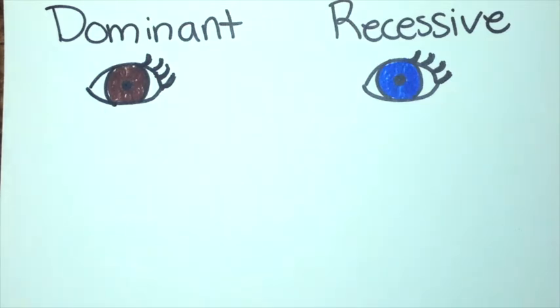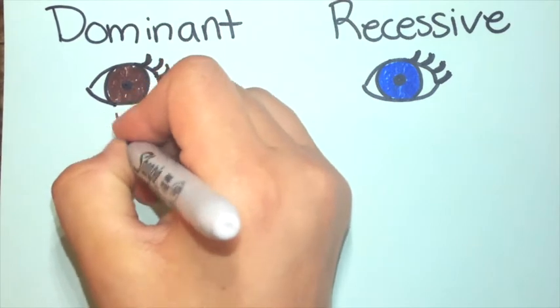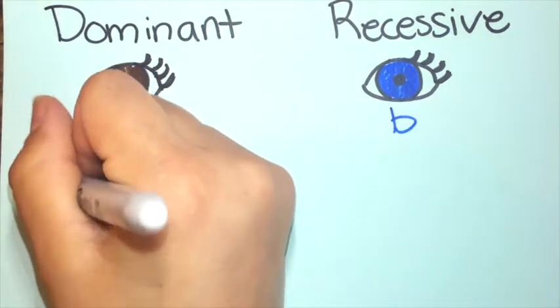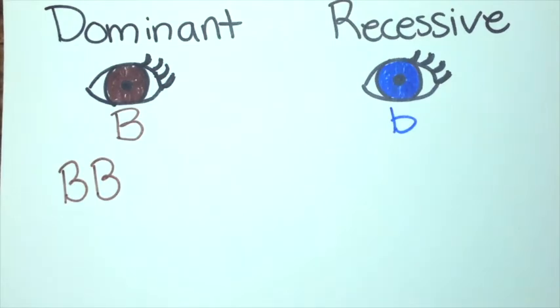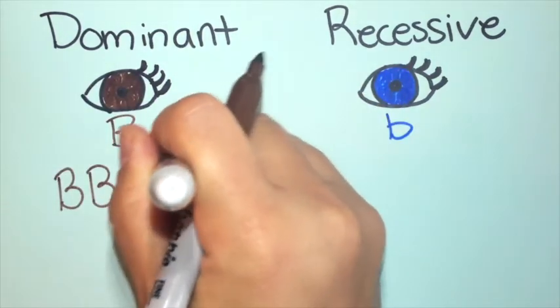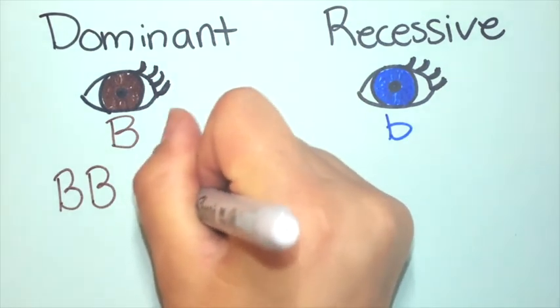Now, knowing this, let's assign any letter of the alphabet. I'm going to do B. Knowing that my dominant has to be a capital letter, I'm going to do capital B for dominant and lowercase b for recessive. Okay, the 3 types of pairings that you can have: a big B, big B, which will equal what? Which will equal brown eyes. Let me draw over here. You will end up with brown eyes in this example.